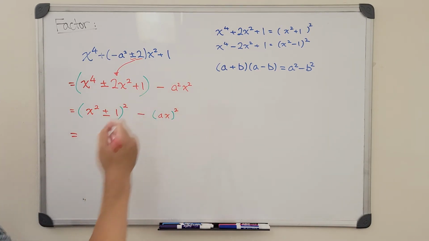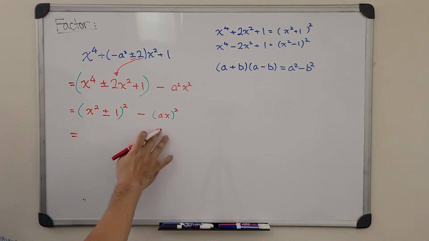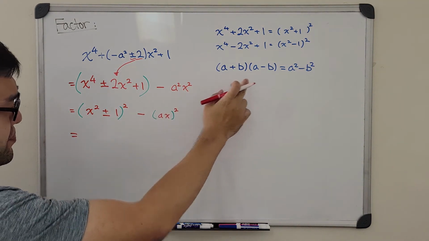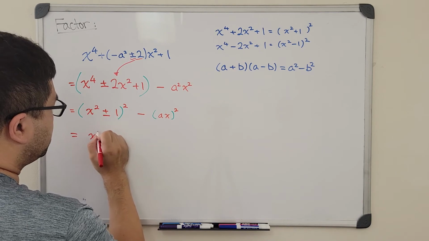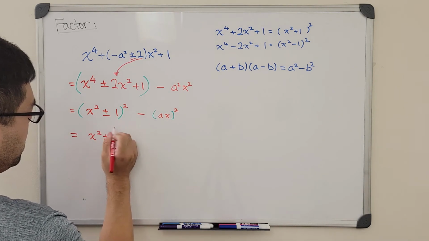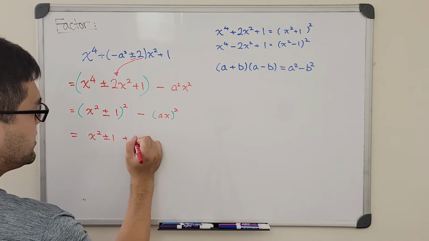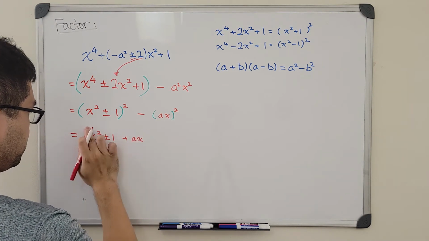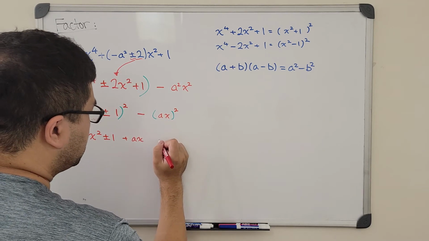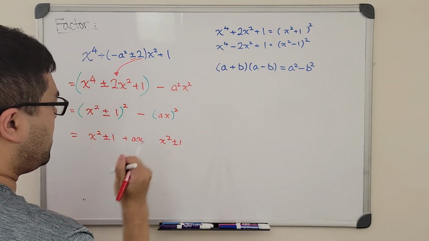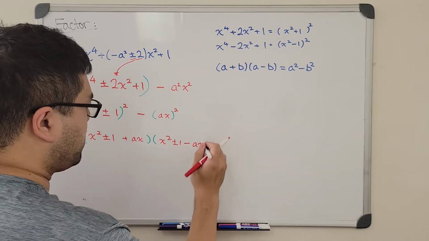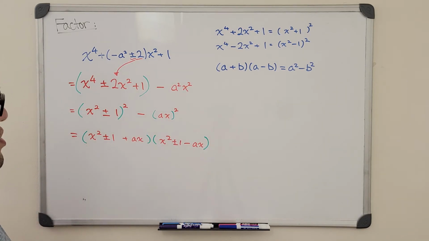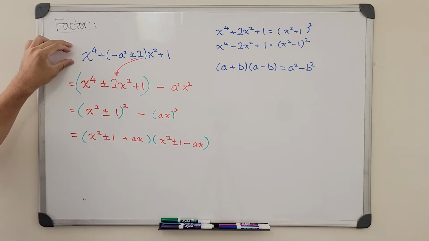So last but not least, to factorize it, we're going to use the difference of squares to give us the following results. We have the first term plus the second term, times the first term minus the second term. And this is the general result that we will have in such a setup of quartic expression.